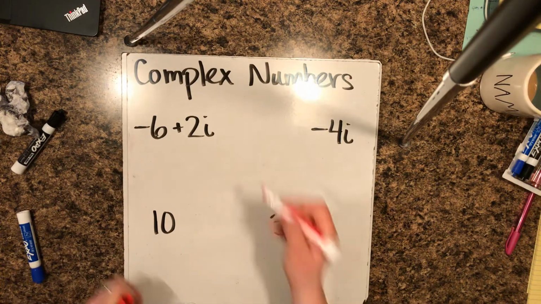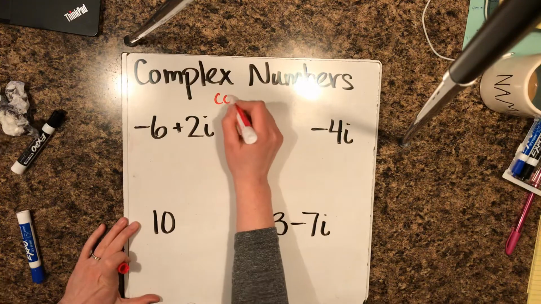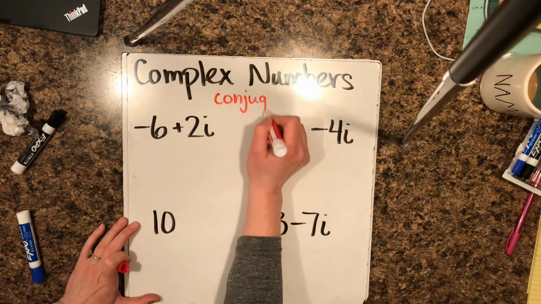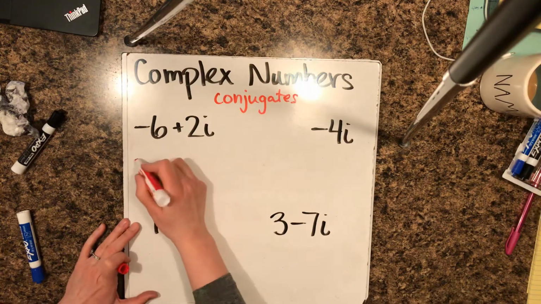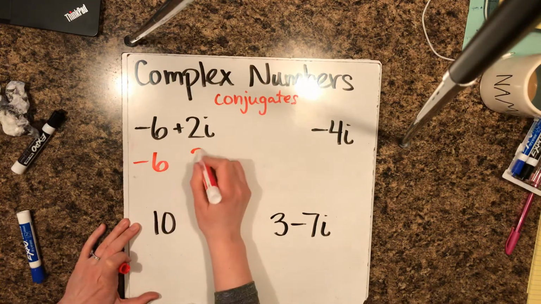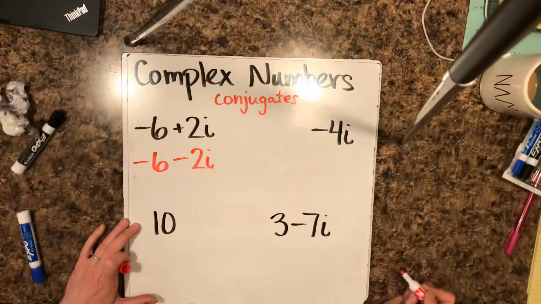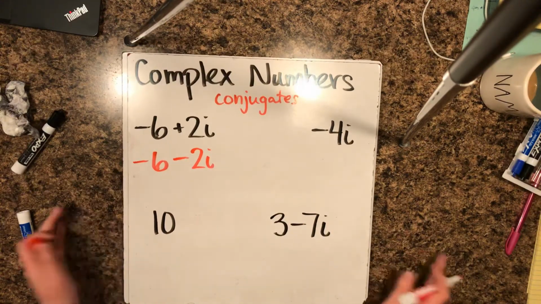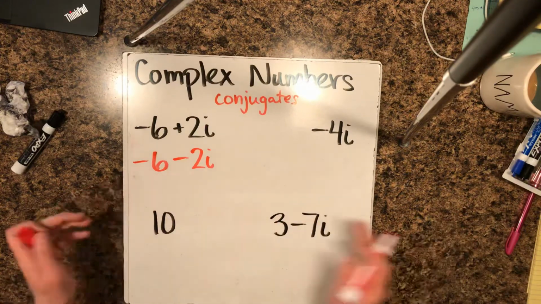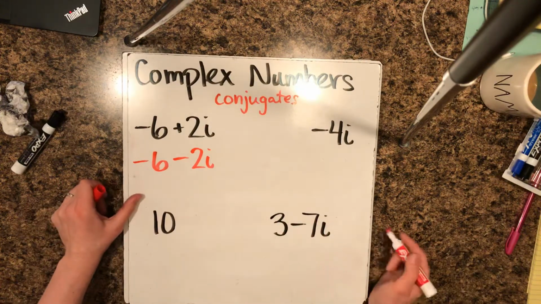If I wanted to write the conjugates, remember, all I'm doing is switching the sign in the middle. The negative 6 stays. It's still 2i, but we're just switching it over to negative. You'll see tomorrow why this is important. You're probably like, why? Who cares? Why are we switching? Tomorrow you'll see why that's important.